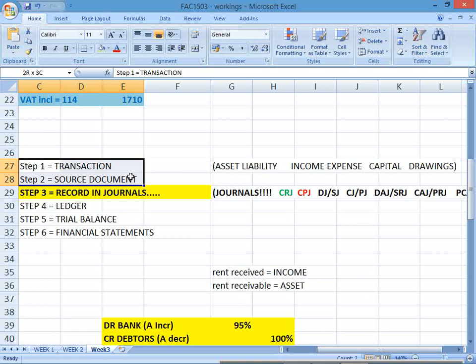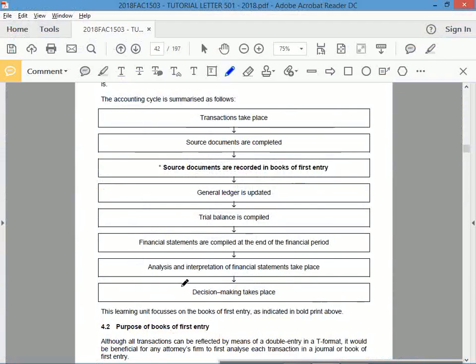Okay, I started by asking you about the steps. Step 1, 2, 3, 4, 5, 6. Here they've given you the transaction, bingo. Source document, there. They've even highlighted. This is good. Okay, much better summary here. Okay, in terms of before. Then general ledger, trial balance, and then financial statements ultimately.